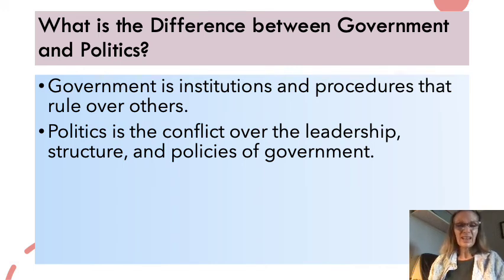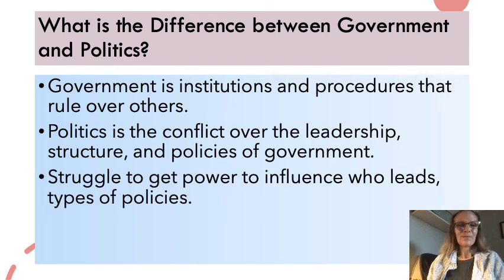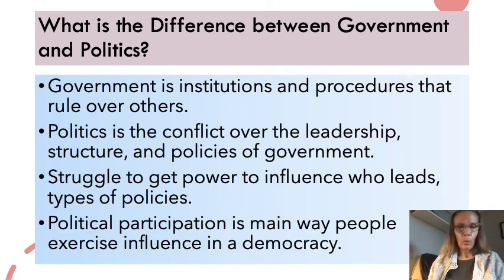Well, it's the conflict and the struggle over who's going to lead us, how our government is going to be structured, and what policies our government implements. That's the product of politics. And so politics is about struggling to get power so that you can influence who leads us and the type of policies that are going to be implemented. When we think about political participation, we're going to be learning about that this semester. When people politically participate, that's the main way that people exercise influence in our democracy. It's the main way that they get involved in politics.